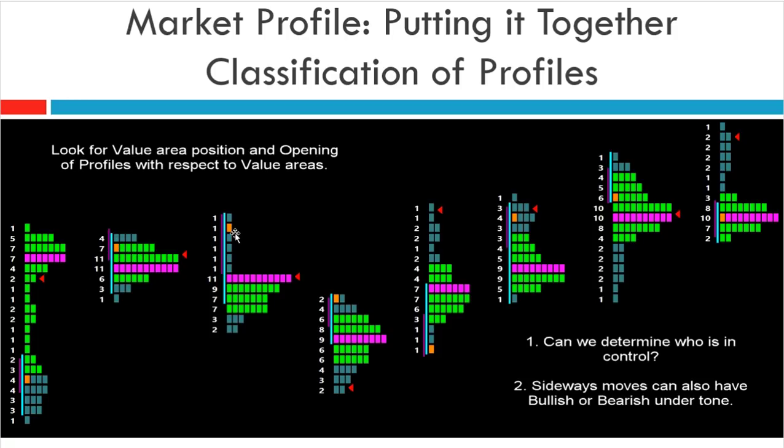Let's look at this profile. So this has opened above the value area of the previous profile and closed in the value area of the previous profile. So I would classify this as a bearish profile. So let's look at this. This profile has opened within the value area of the previous profile and closed below the value area of the previous profile.